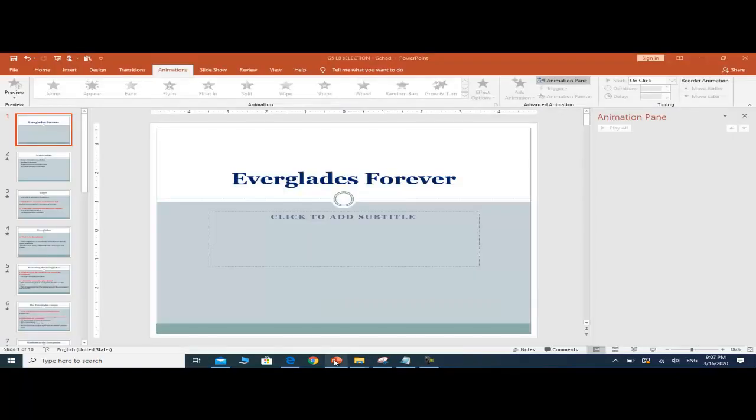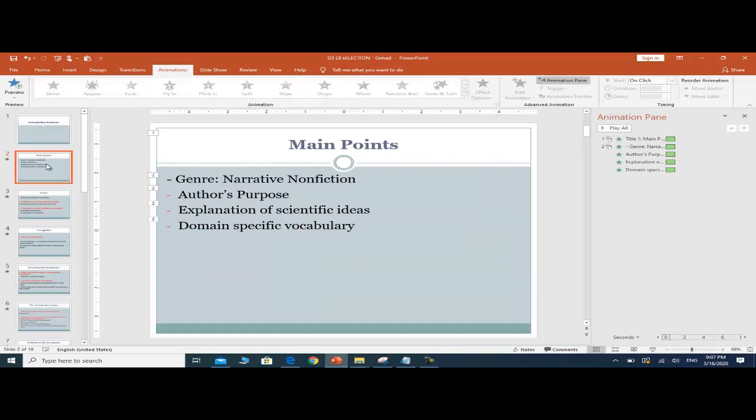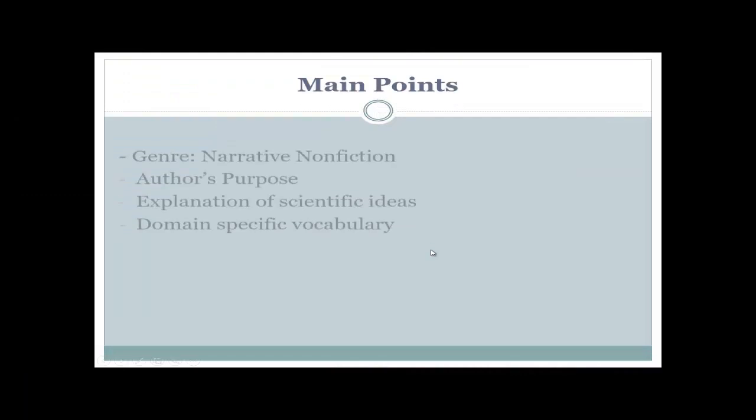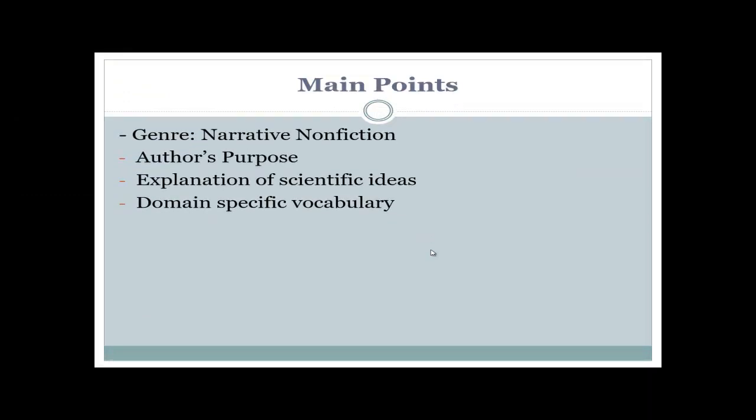First of all, let's highlight the main points that we are going to speak about throughout the text. We're going to talk about the genre, which is narrative nonfiction. I will discuss this in detail later. Then we are going to speak about the author's purpose, or the reason behind writing the text. Then we are going to see how the author explains the different scientific ideas throughout the text. And then we are going to highlight the domain-specific vocabulary, the specific vocab words that are related to the domain or the topic of the text.